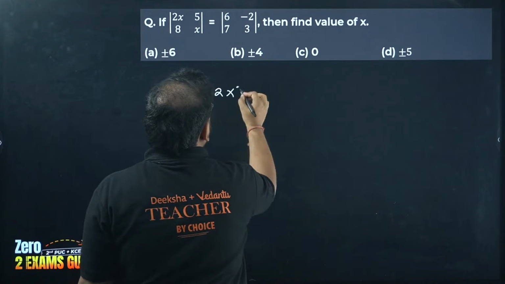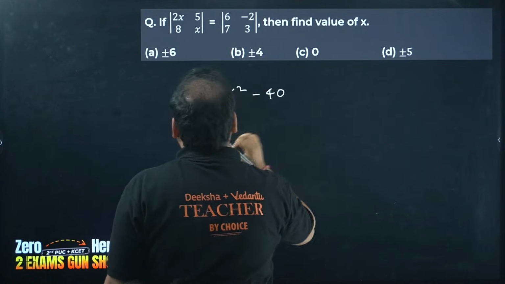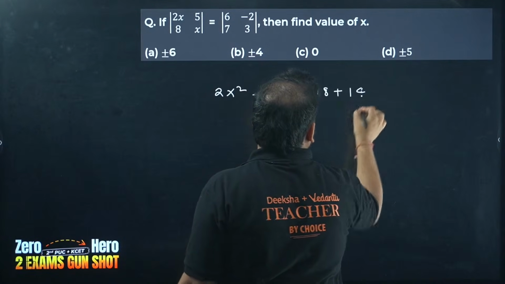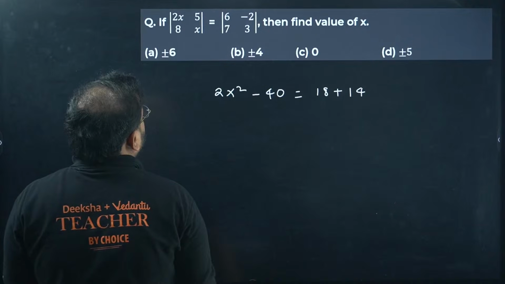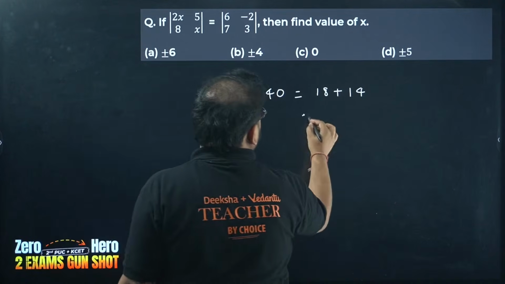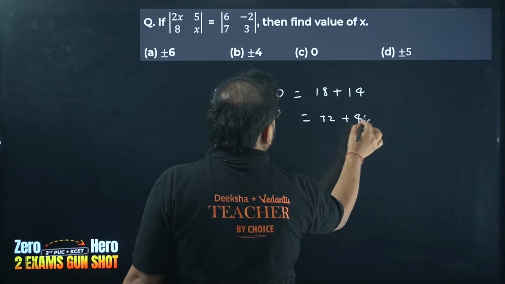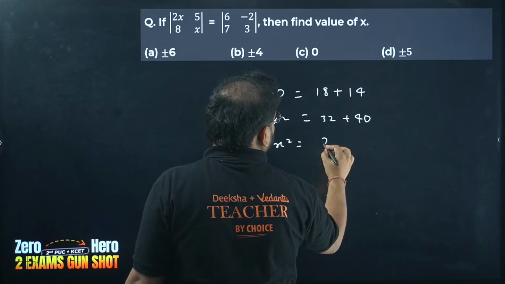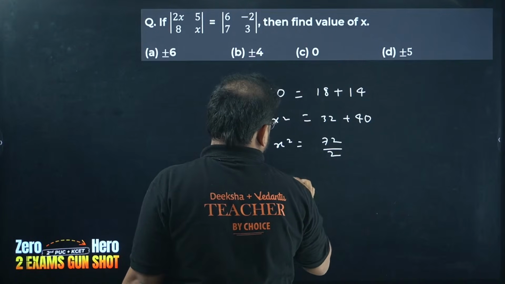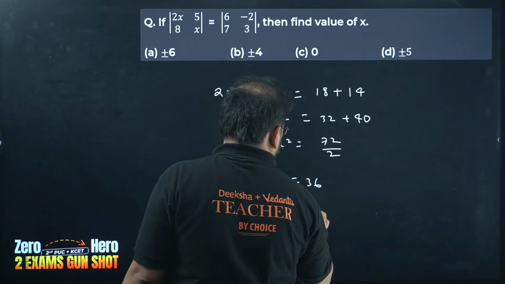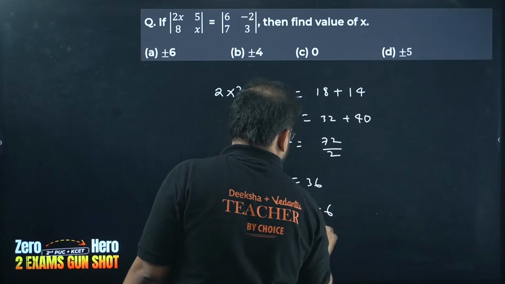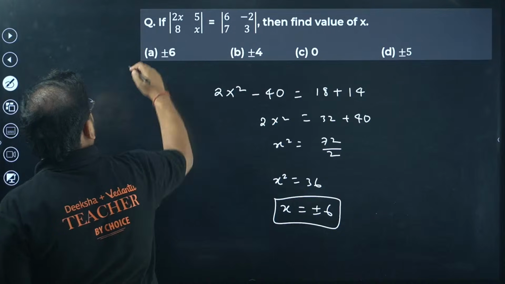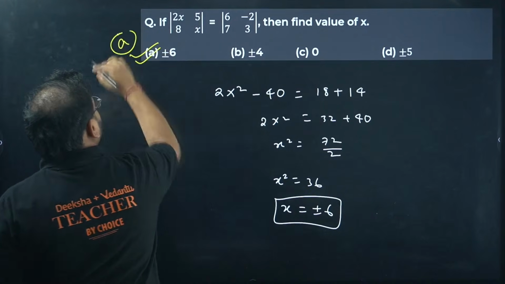So we'll have 2x square minus 40 equals 18 plus 14. Am I right? Please check, 18 plus 14. That becomes 32 plus 40 is 72, equals 2x square. That becomes x square is 72 by 2. So x square is 36. X value is plus minus 6. Answer is A.